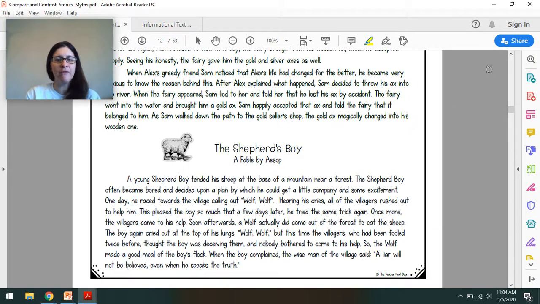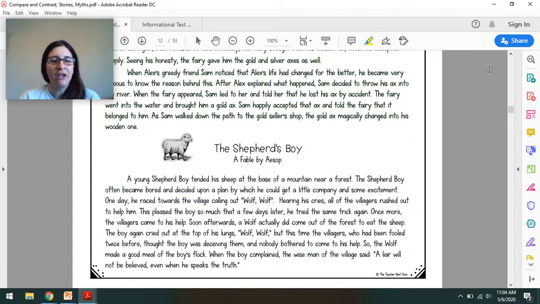So I don't know if a lot of you have heard anything by Aesop. He has a lot of things. They're called like Aesop's fables. We were going to read some of those at school this year, but that got changed a little bit. So we will read this, okay? And then we'll kind of compare the two stories.